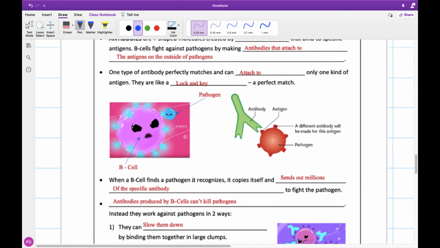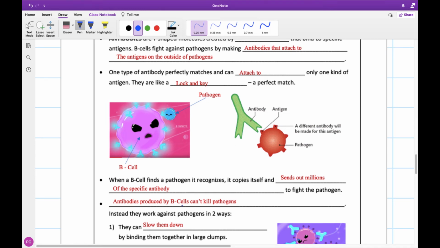Now, when a B cell finds a pathogen that it recognizes, that matches with one of its antigens or antibodies, it copies itself and sends out millions of these specific antibodies. So they make copies of the cells themselves, as well as sending out a bunch of these little antibodies separate from the cells to fight the pathogen.